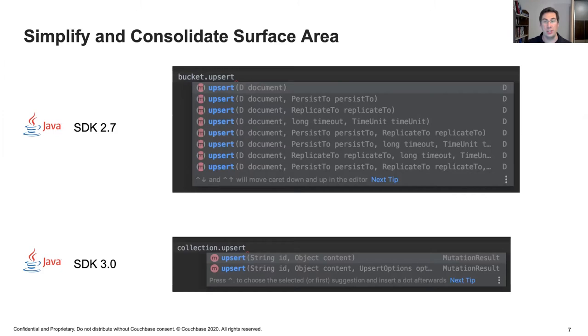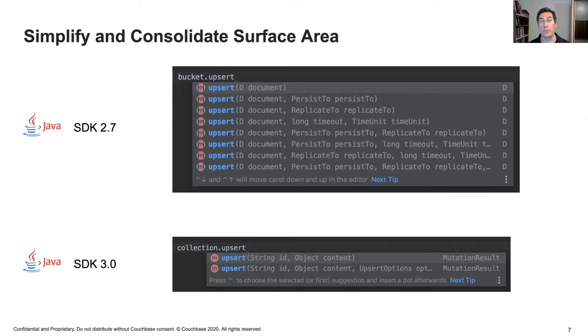In SDK 3, we took a step back and said, okay, how can we consolidate that while still allowing us to add more stuff in the future? Now, all SDK 3 APIs take the mandatory arguments first and then take an options class, which is optional, at the end, which will leave us with exactly two overloads per method in Java, for example. So one, here upsert, only takes the document ID and the content, and then there are UpsertOptions, which take persistTo, replicateTo, timeouts and some of the newer things that we added that we'll talk about in a bit. So very much cleaned up API going into SDK 3 from 2.7, just with this alone and the other things, as you'll see.